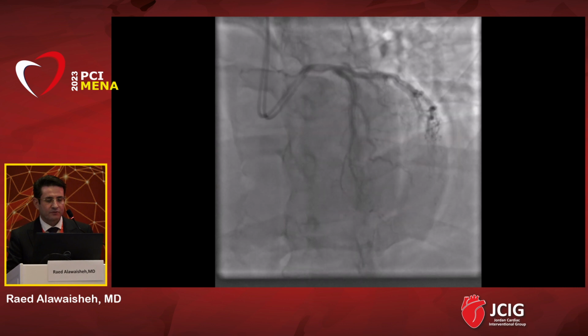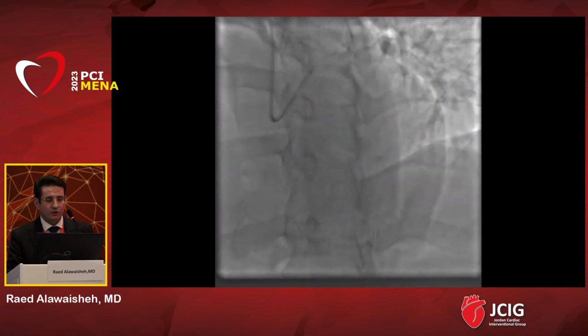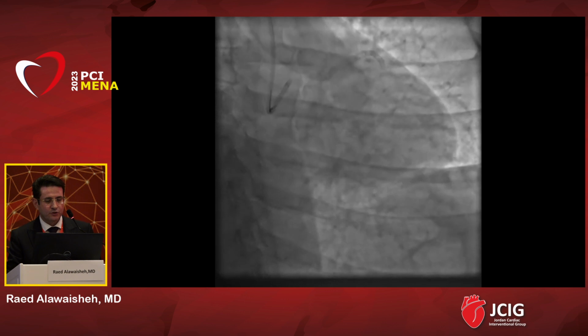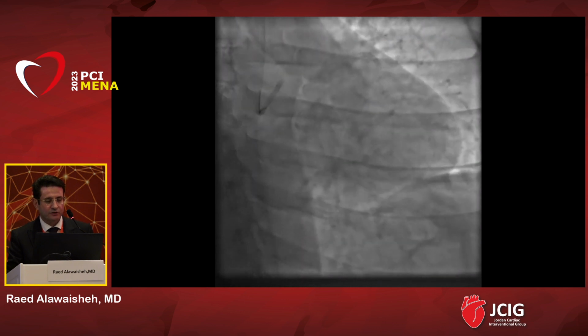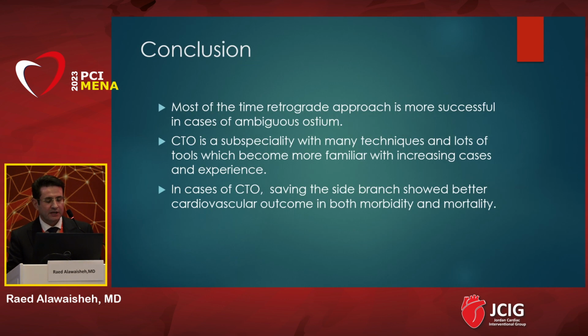And you see the ostium of the LAD. So these are two examples of cases where antegrade and retrograde were used for the ambiguous LAD. And this is my simple conclusion: when you do CTO, it is very important, as Dr. Iyad mentioned, sometimes you need to do the intervention.